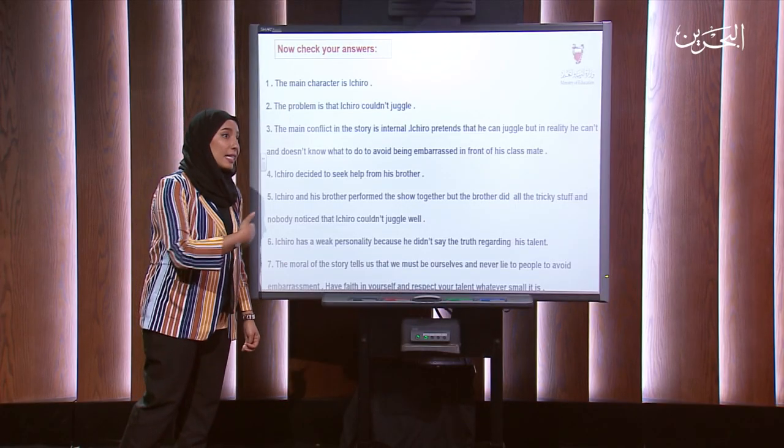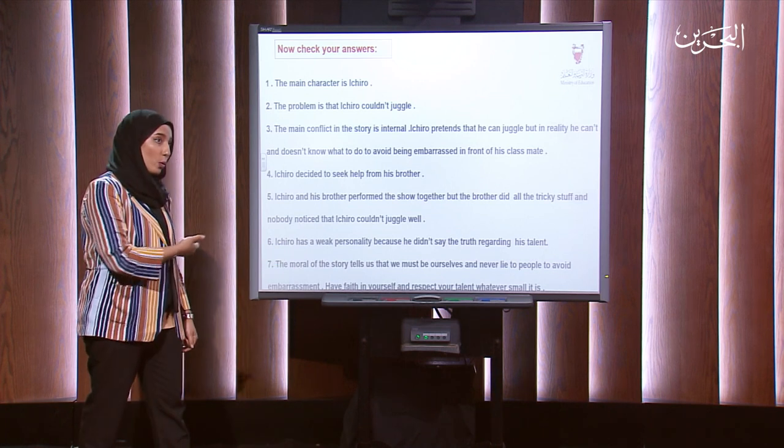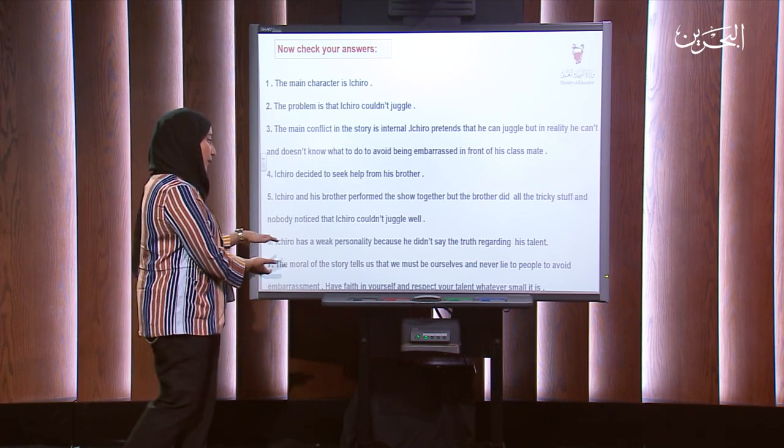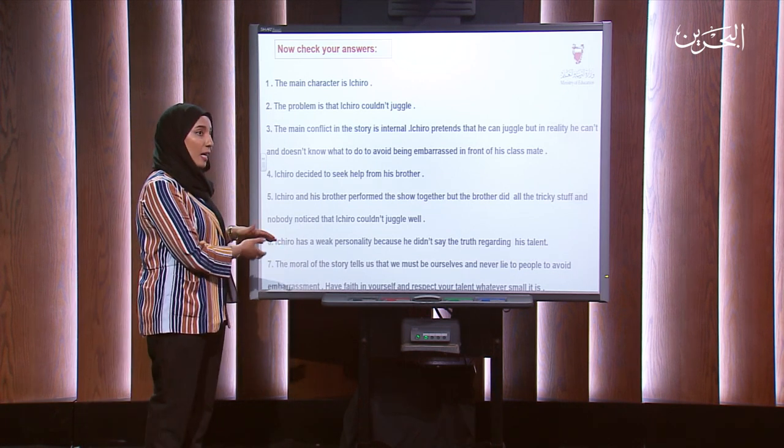I hope you got the answers correct. There might be a change in the answers. For example, certain people might not view him as a weak personality. They might view him as someone who kept trying. Some people might view that he kept constant, and the moral can be seen by other people that he kept trying till he succeeded because he was training 3 weeks before that. So the answers here are not fixed. They can be changeable.